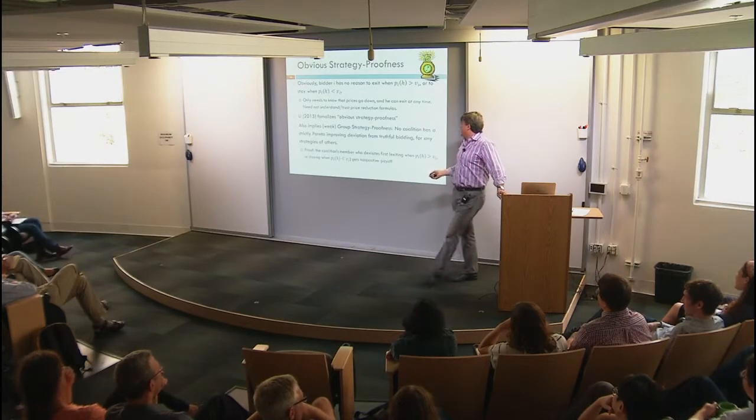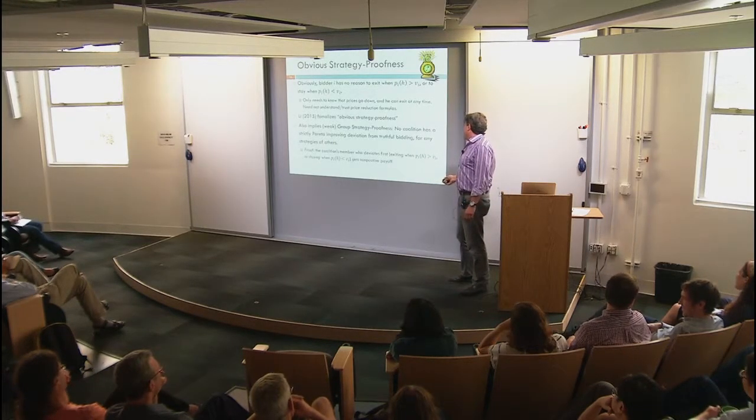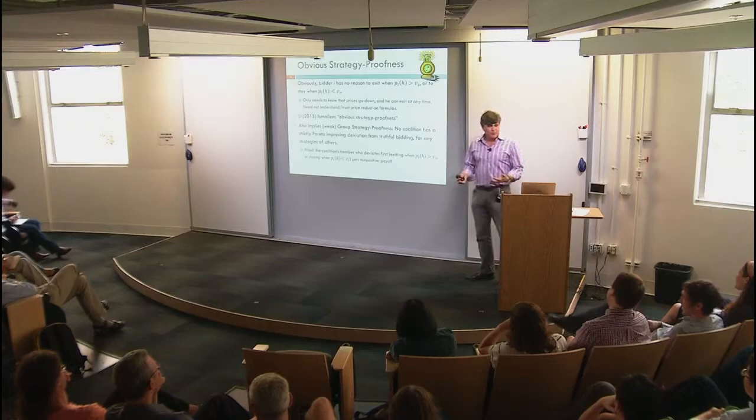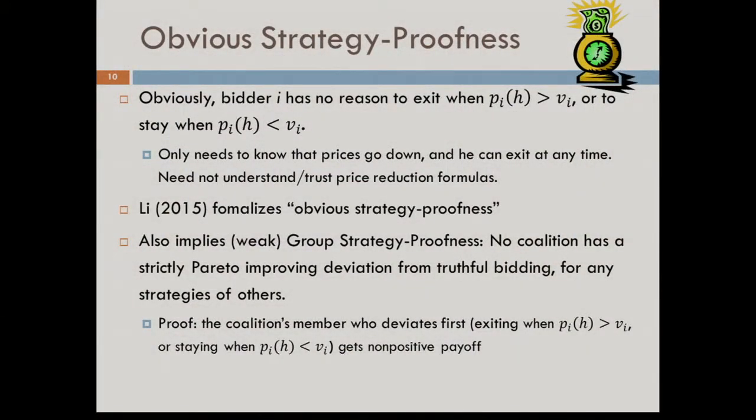Okay. So, all right. Now, why is it group strategy-proof? It's weakly group strategy-proof. So there is no strictly Pareto improving deviation here. Why? Basically, when a coalition deviates, look at the member who deviated first in the auction. So how did he deviate? He either exited when the price was above his value, or he stayed in the auction when the price was below his value. In both cases, he will not get a positive payoff. So he will be a member of the coalition who didn't benefit from the deviation. Maybe he suffered, but he didn't benefit.